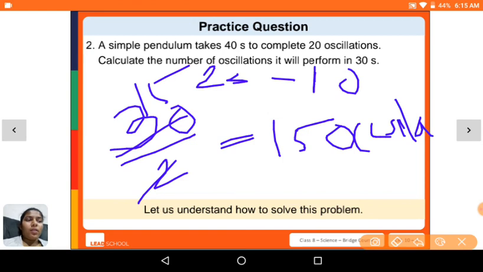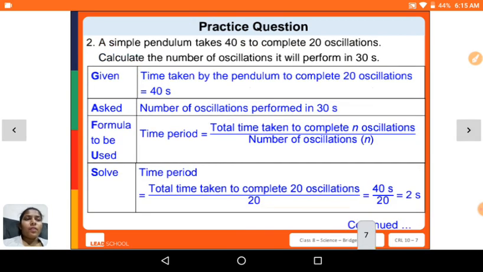30 seconds, right? Given, the time taken by the pendulum to complete 20 oscillations is 40 seconds, and asked is the oscillations performed in 30 seconds. So first, the time period is the total time upon the total number of oscillations. By solving that, we can say that for 20 oscillations, the time is 40 seconds. So 40 divided by the total number of oscillations, which is 2 seconds.